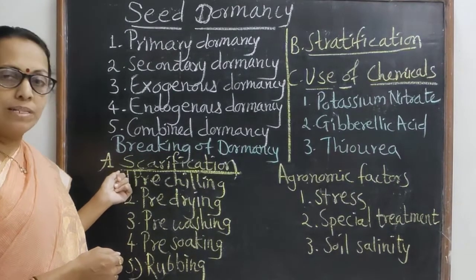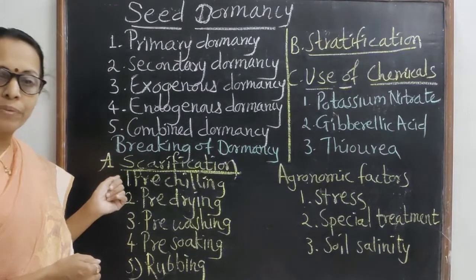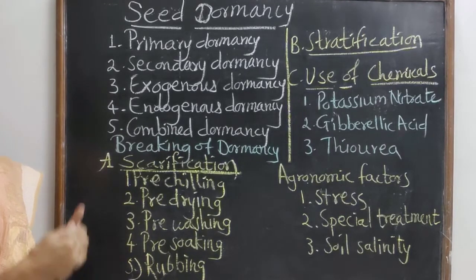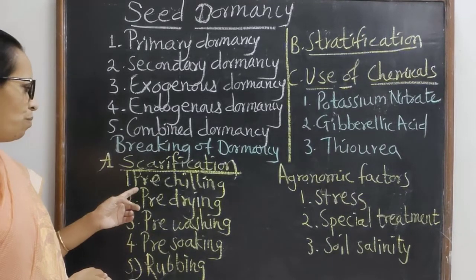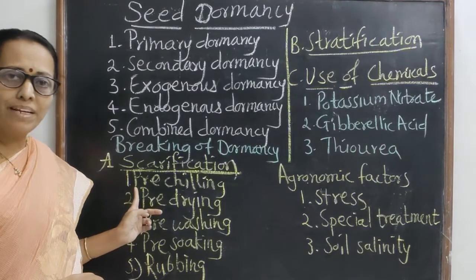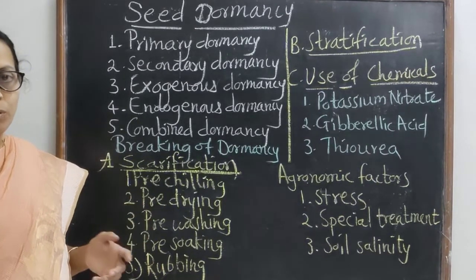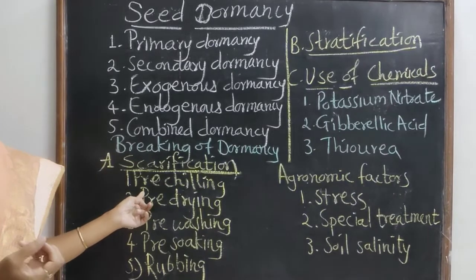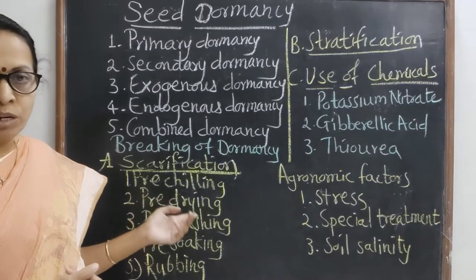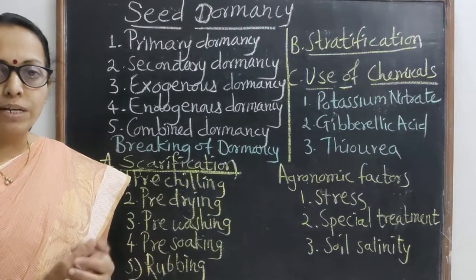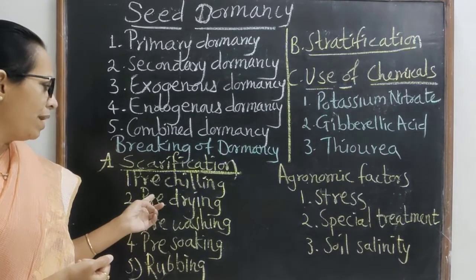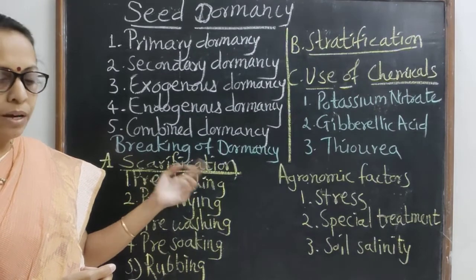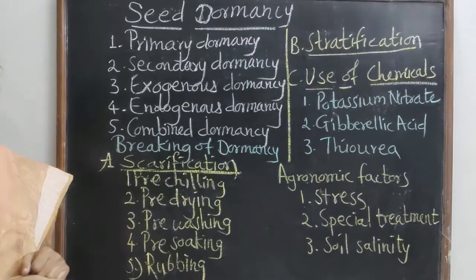So, first we see about scarification. Here, there are different ways by which we can scarify the seeds. First, that is by pre-chilling treatments. Before sowing, we can treat the seeds with cold temperatures ranging between 0 to 5 degrees Celsius, so that the dormancy can be overcome.